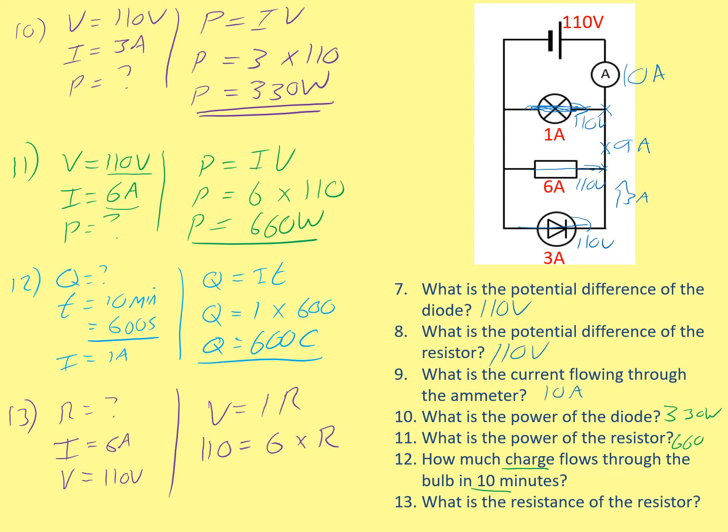Now if that's times by 6, I need to divide both sides by 6. So this side, because that's times by 6 and divided by 6, is just R. And this side is 110 divided by 6. So I'm doing that on the calculator. 110 divided by 6, 18.3. So the answer is 18.3 ohms. And the question above, 600 coulombs. Very good. There's my workings.